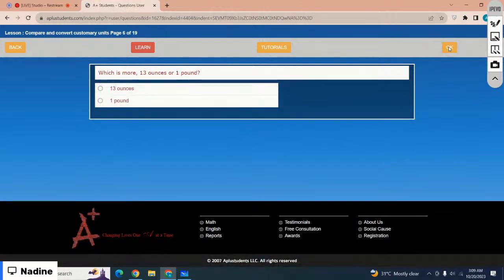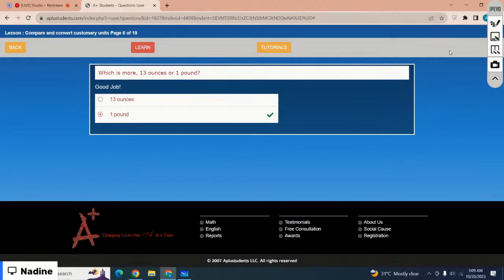Okay, which is more, 13 ounces or 1 pound? Which is the correct option? Yes, 1 pound is more because in 1 pound you have 16 ounces. So 16 ounces is more than 13 ounces, right?